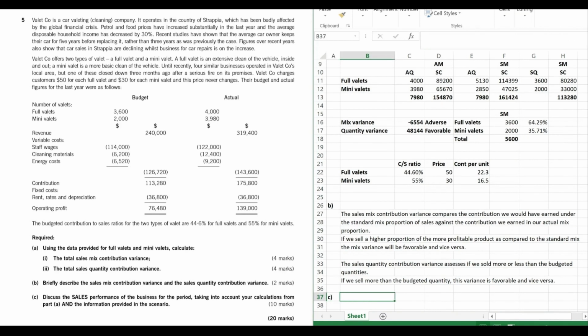And now it says discuss the sales performance of the business for the period, taking into account your calculations from part A and the information provided in the scenario. So they're specifically telling you to link it back to the case, but you should always be linking it back to the case regardless of whether they tell you to or not. And this is for 10 marks.